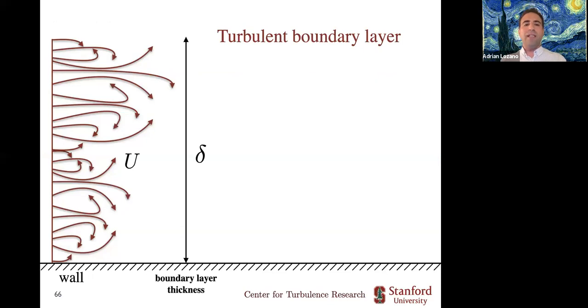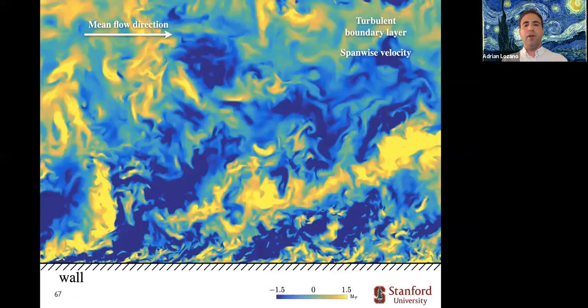So now my setup is going to be just a flat plate. I'm going to have a boundary layer, and this delta is going to be the thickness of my boundary layer. And this U just represents the inflow, and the wall is going to be here. So we know that we have this chaotic motion of the fluid. This is obviously just a sketch. I can get some actual velocity field from a simulation. This is a turbulent channel flow, and what I'm plotting here is the spanwise velocity.